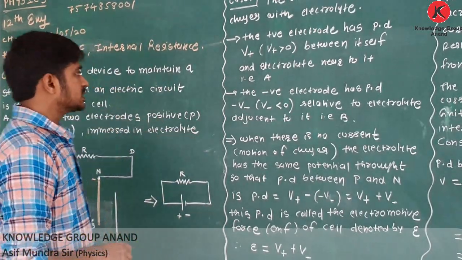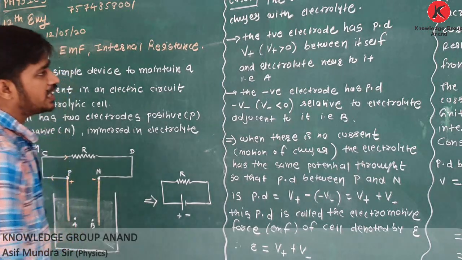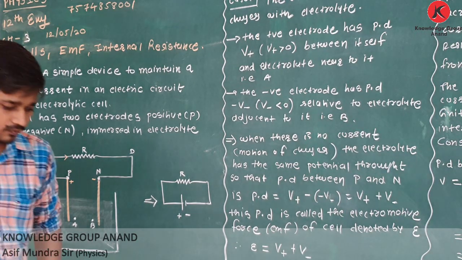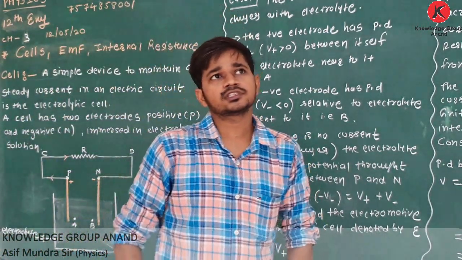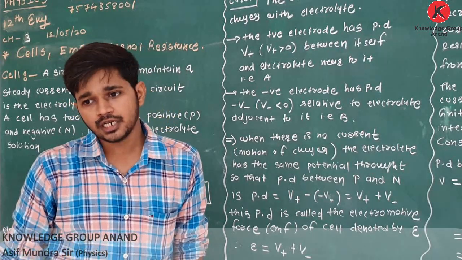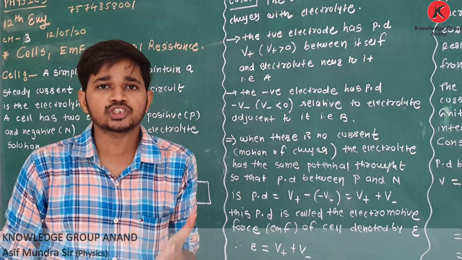Today we will discuss one important topic, that is cells, EMF and internal resistance. Chapter number 3, cells, EMF, internal resistance. What is a cell? We know that current electricity is the motion of charges. When charges flow, they constitute electric current. But how are they in motion?